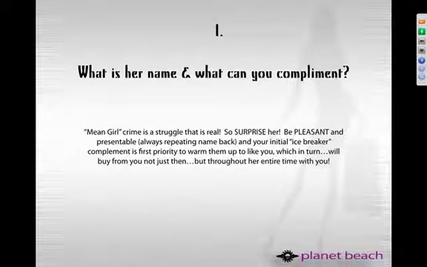So you see, the mean girl, quote unquote, that's a movie. Mean girl crime is a struggle that is real. So surprise her. Be pleasant for a change and presentable, always repeating the name back. And your initial icebreaker compliment is first priority to warm them up to like you, right? Which in turn, it's going to make them buy from you.